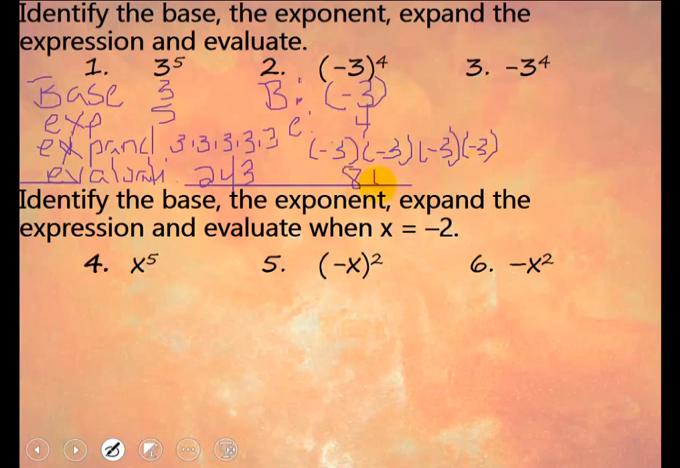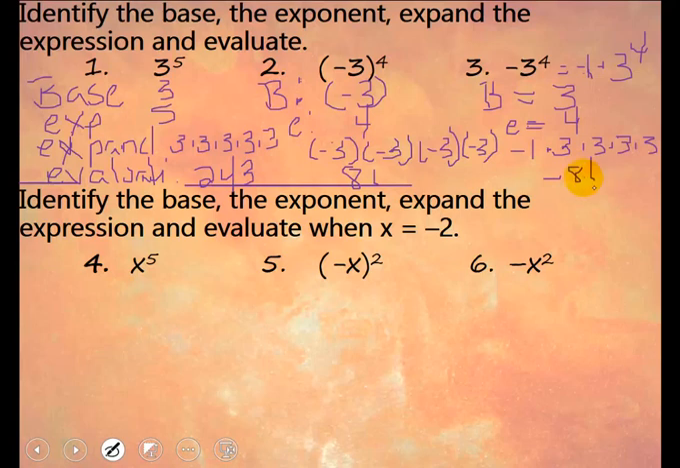On number 3, this negative is out in front. I alluded to it on the last screen, the difference between these two. First of all, rewrite this as -1 times 3 to the 4th. Remember, the base is the number or the variable that's actually receiving the exponent. This -1 is not. So my base is actually 3. My exponent, again, is 4. If I expand this, I have the -1 times 3 times 3 times 3 times 3. And watch, when I multiply this, I don't get 81, I get -81. These two answers are very, very different.